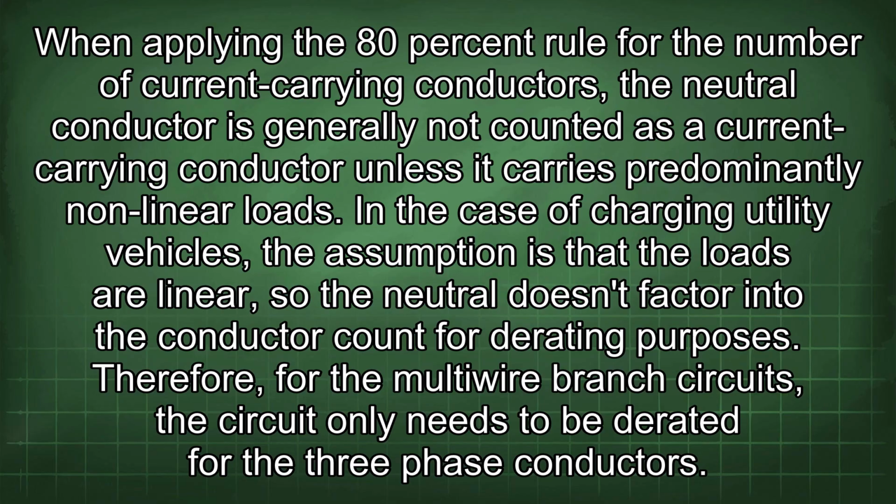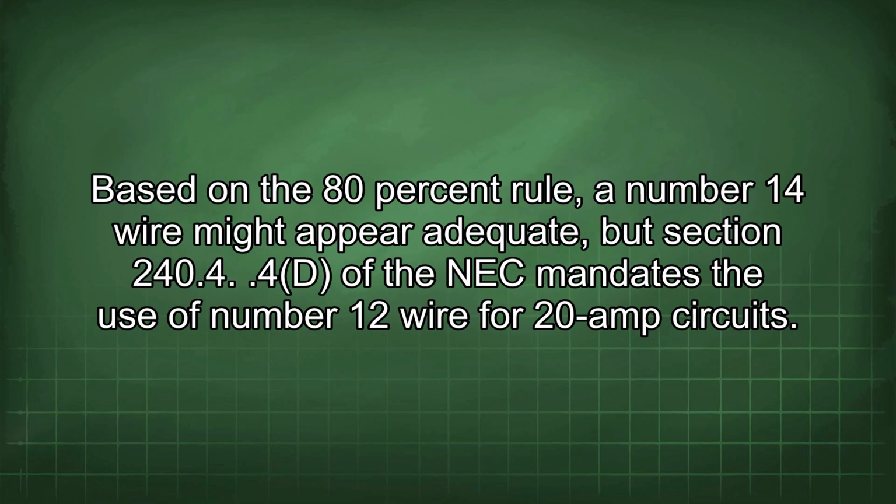Therefore, for the multi-wire branch circuits, the circuit only needs to be derated for the 3-phase conductors. Based on the 80% rule, a number 14 wire might appear adequate, but section 240.4(D) of the NEC mandates the use of number 12 wire for 20 amp circuits.